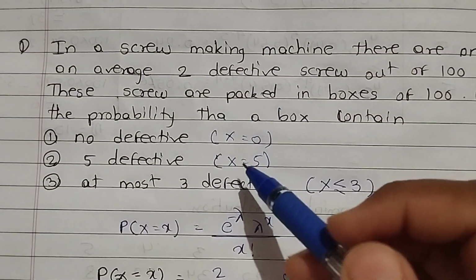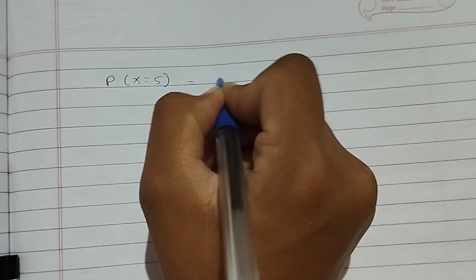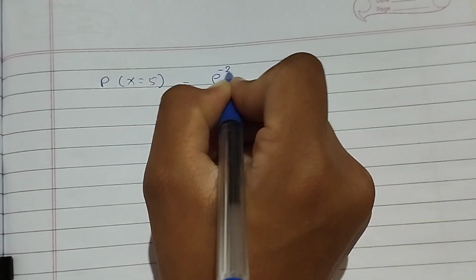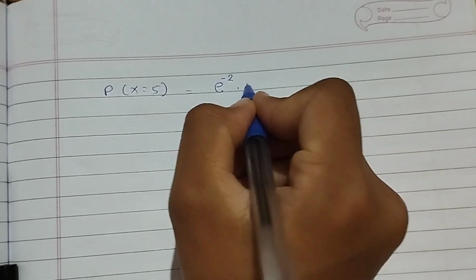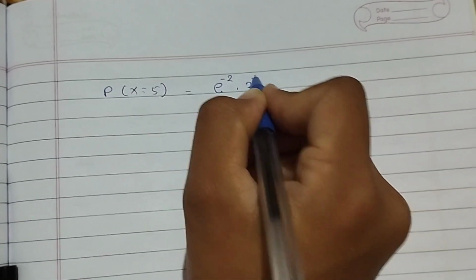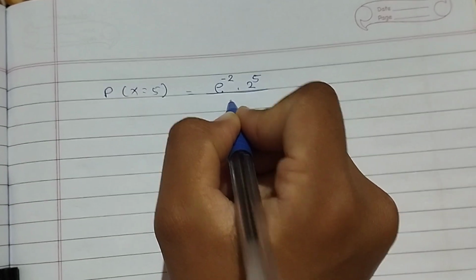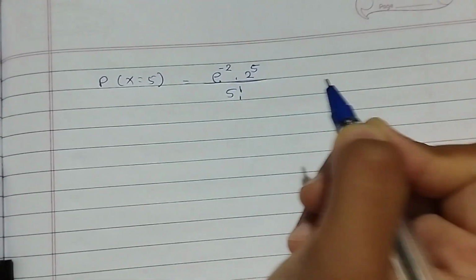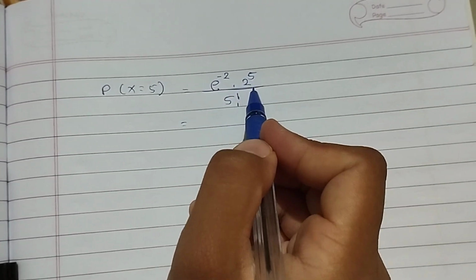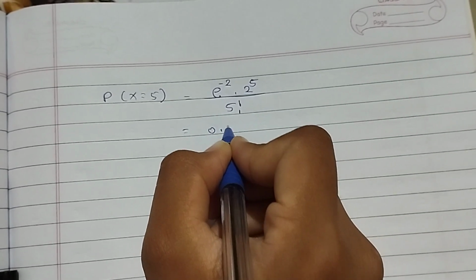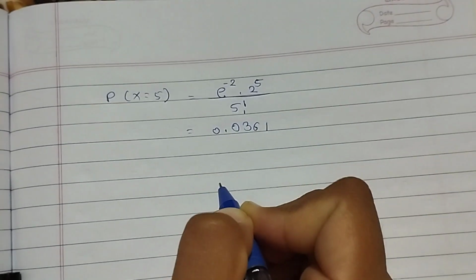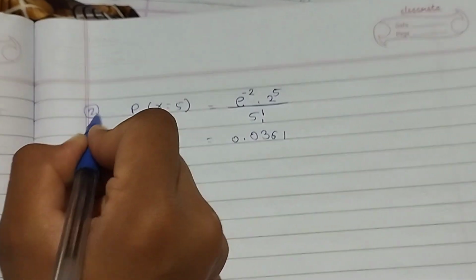Now the second one is x is equal to 5. So the probability of x is equal to 5. The formula is e raised to minus lambda, the value of minus lambda is minus 2, into lambda raised to x. So the value of lambda is 2 raised to the value of x, which is 5, upon x factorial, meaning 5 factorial. Put all these values in the calculator and find the value. The result is 0.0361. This is the second.